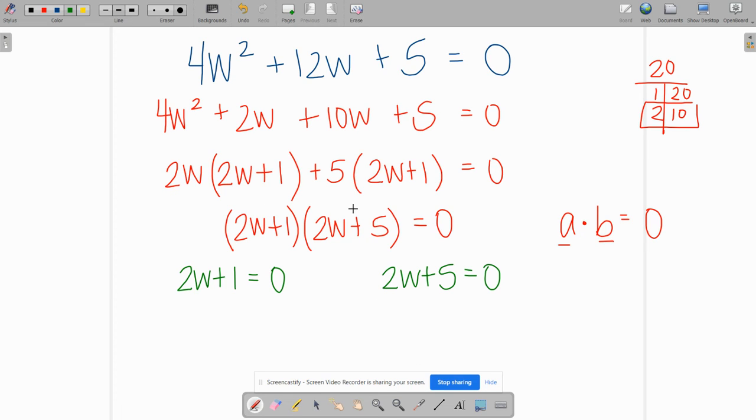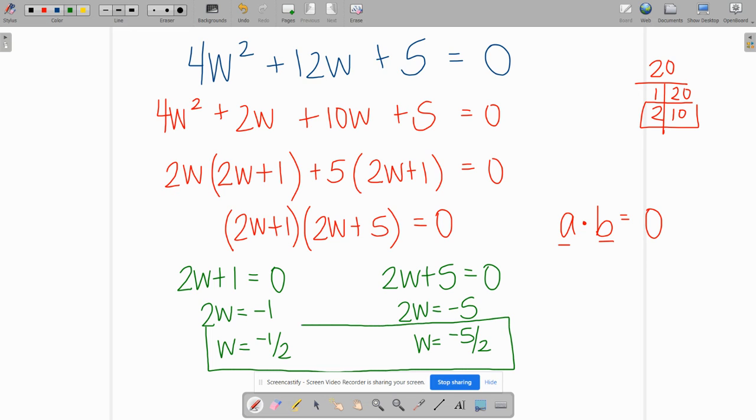In order to get either of those quantities to equal 0, we need to solve for w to figure out what w would have to be in that instance. In this case, if I subtract 1 from both sides and then divide by 2, I would see that w would equal -1/2. Or over here, I would subtract 5 from both sides, so 2w equals -5, so therefore w would equal -5/2. So we would have two solutions there. And if I were you, I would be plugging those back into the original equation to check to make sure that they work. But for time right now, I'm going to just let you know that they do.